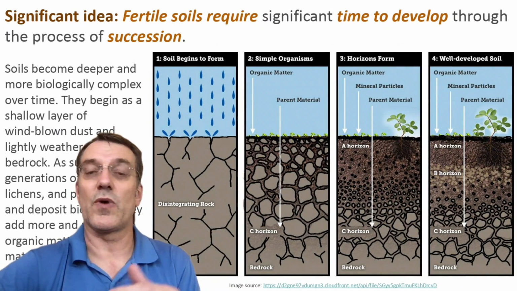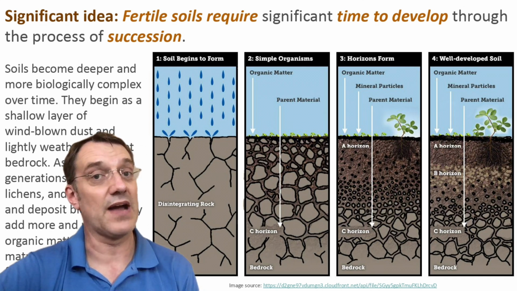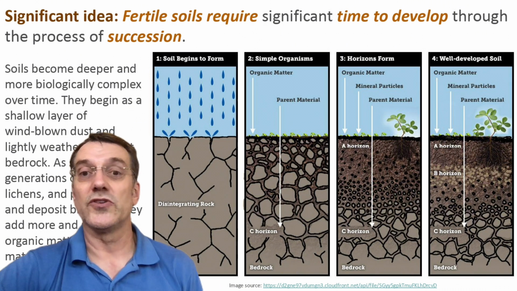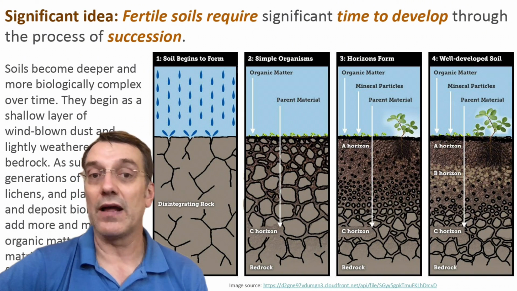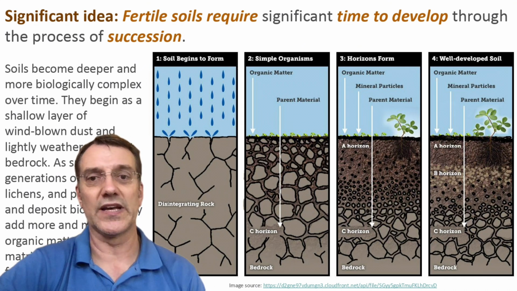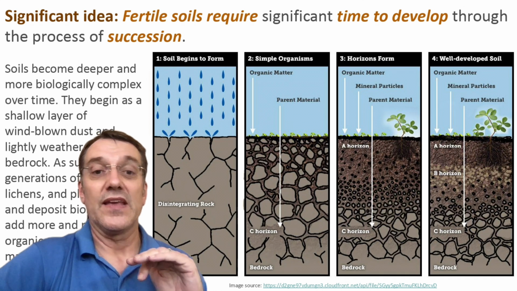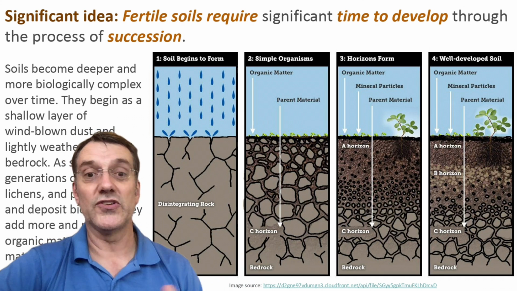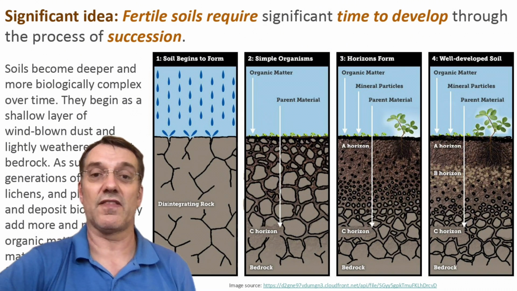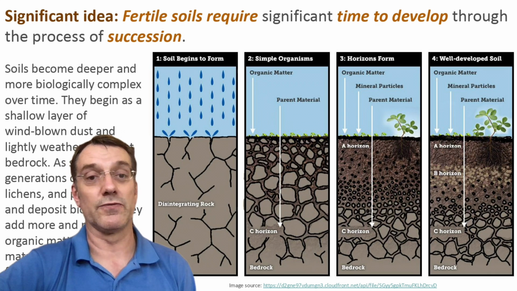Fertile soils require significant time to develop through the process of succession, which we studied back in topic 2. As you can see in this illustration, soils get deeper and become more biologically complex over time. They start as a really shallow layer of windblown dust and lightly weathered rock. As subsequent generations of mosses, lichens, and plants grow and deposit more biomass, they gradually add organic matter to the soil matrix, and that improves soil fertility.